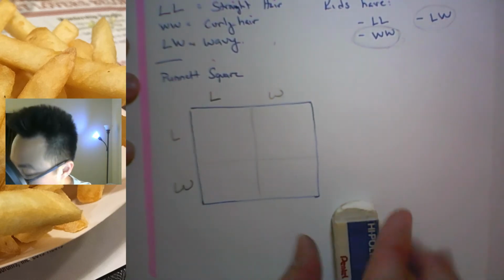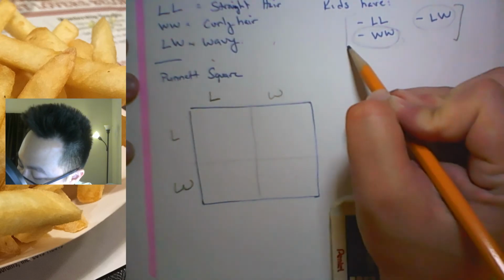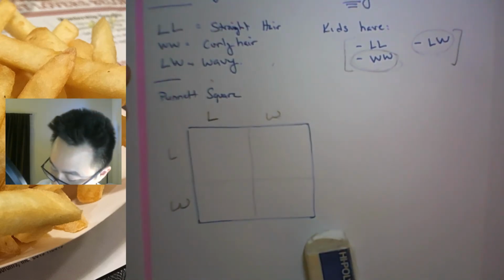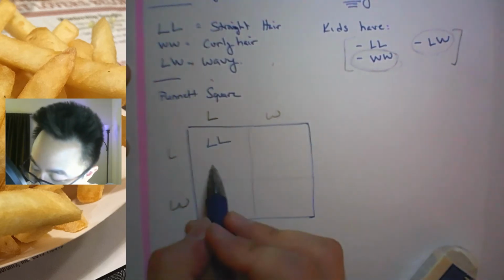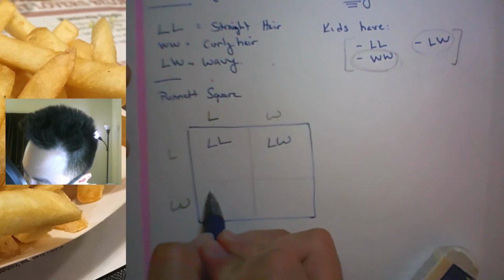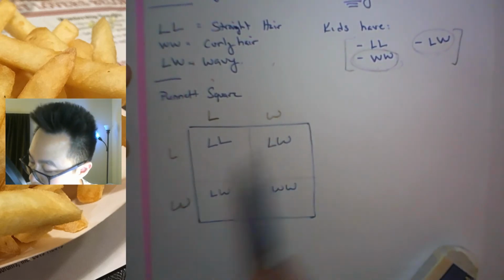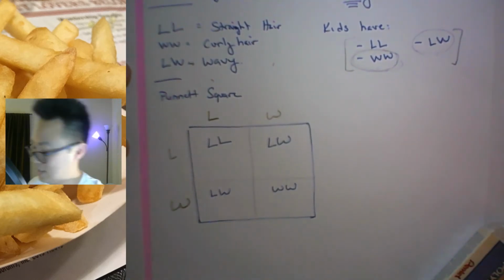So by having the parents with these genotypes, we can finally explain how the kids were able to get these 3 different genotypes. Here we go. We can see here LL, LW, LW, and WW. So the parents have to be these genotypes to explain how their kids were able to obtain all 3. Okay.